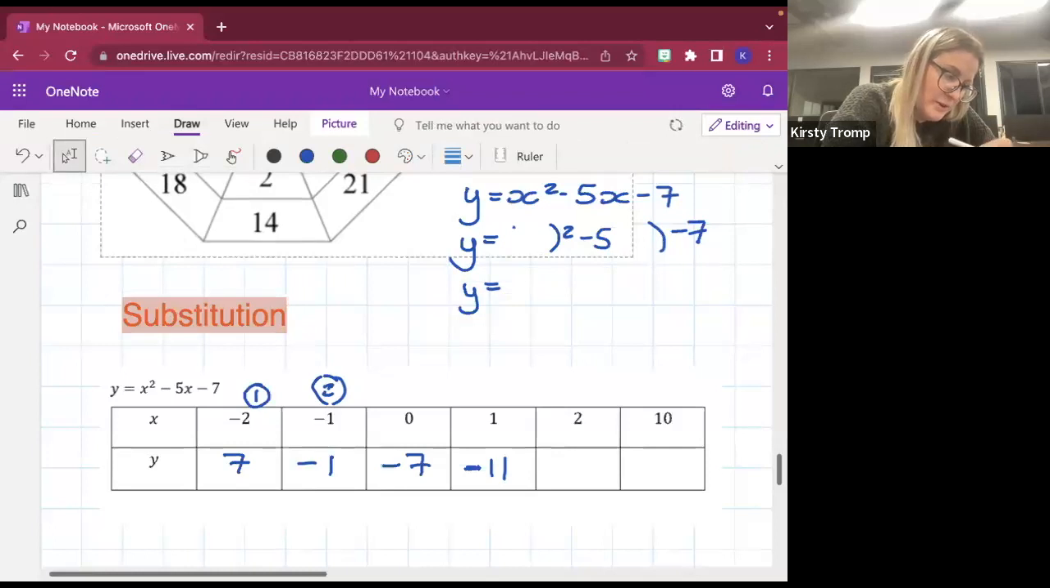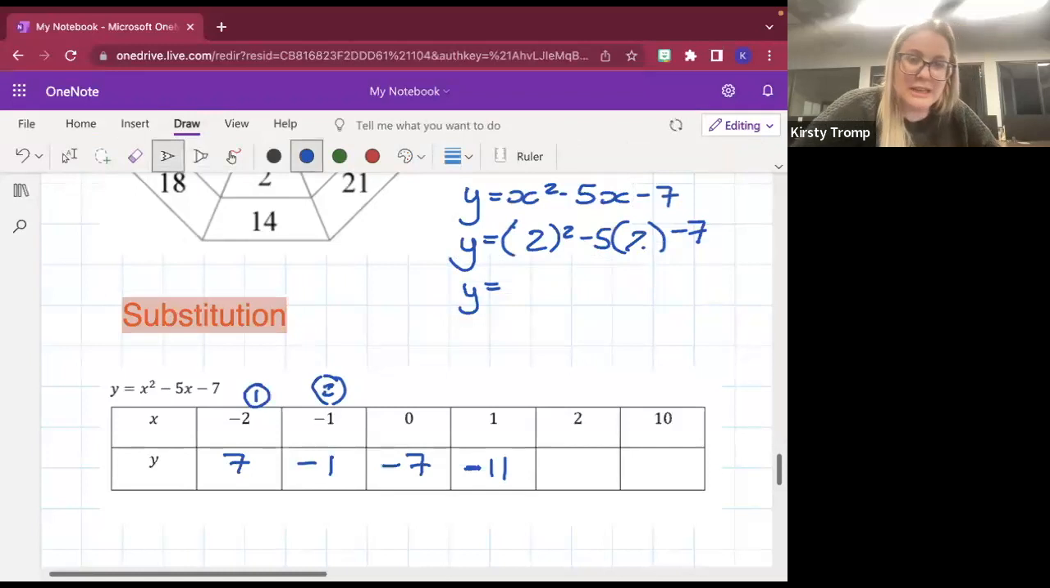Who can give me my answer for the next one? I'm going to substitute in now with a 2. So that's what we will put on our calculator. Fantastic, guys. We would put that in our calculator. We would get negative 13.